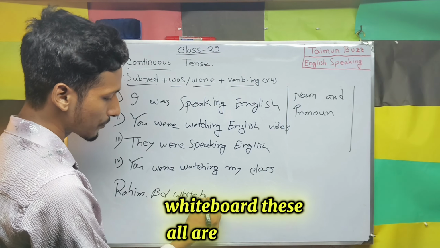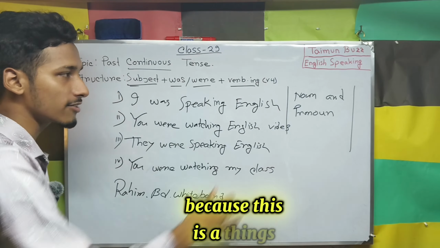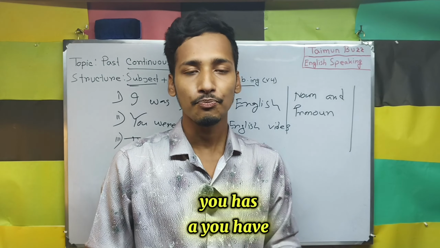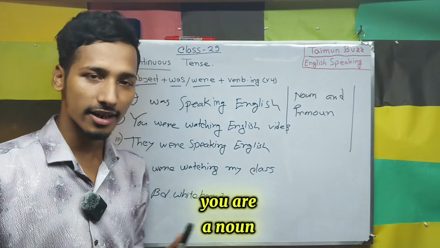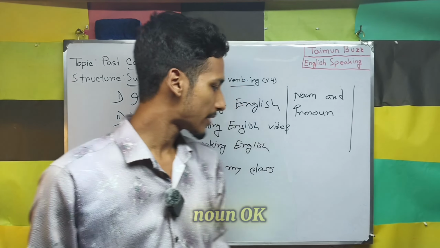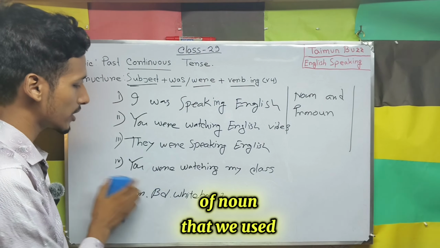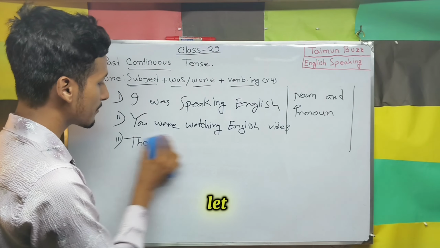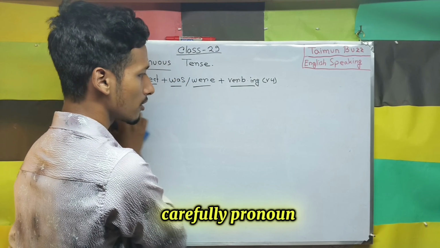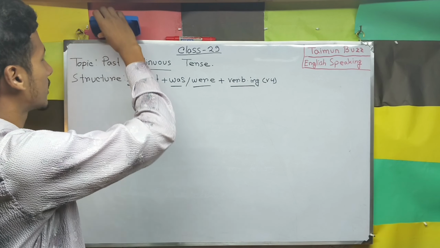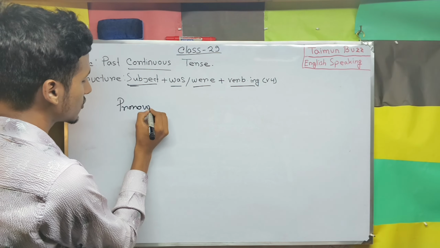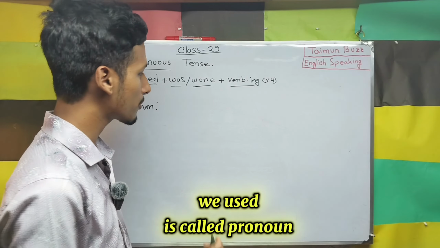These all are nouns. Why? Because this is a thing which has a name, so that's why it is a noun. And you are a person, you have a name, so that's why you are a noun. I am a person, I am a man, I have a name, so my name is a noun. Okay, and what is pronoun? Instead of noun that we use, it is called pronoun. Okay, let me clear this board so that I can teach you these things very carefully. Noun and pronoun is so easy. Instead of noun that we use is called pronoun.